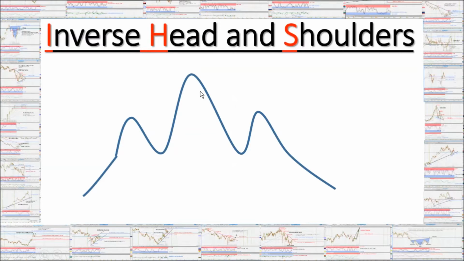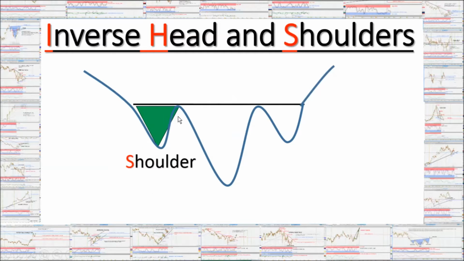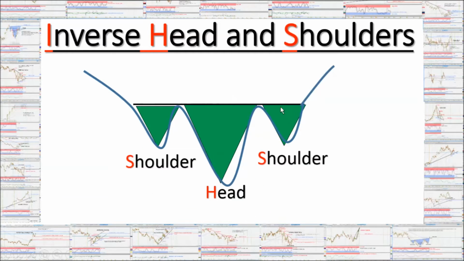On screen you'll see this pattern, and if you've watched previous videos you should recognize this as a head and shoulders, the shoulder, the head, and the shoulder. Now the inverse head and shoulders works the same way, just flipped, where there forms a left shoulder, a head, and a right shoulder.